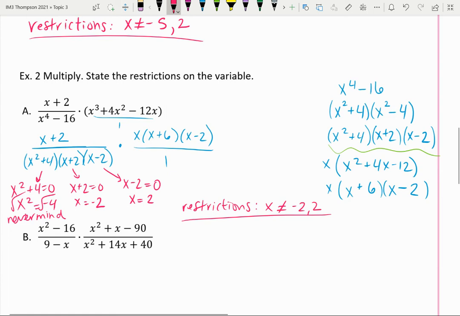I cancel what I can cancel. So I've got an x minus 2 and an x minus 2. I can cancel diagonally. I can also cancel up and down. So I have an x plus 2 and an x plus 2. Those can also cancel. Yay. This leaves me with an x times x plus 6 in the numerator and an x squared plus 4 in the denominator.